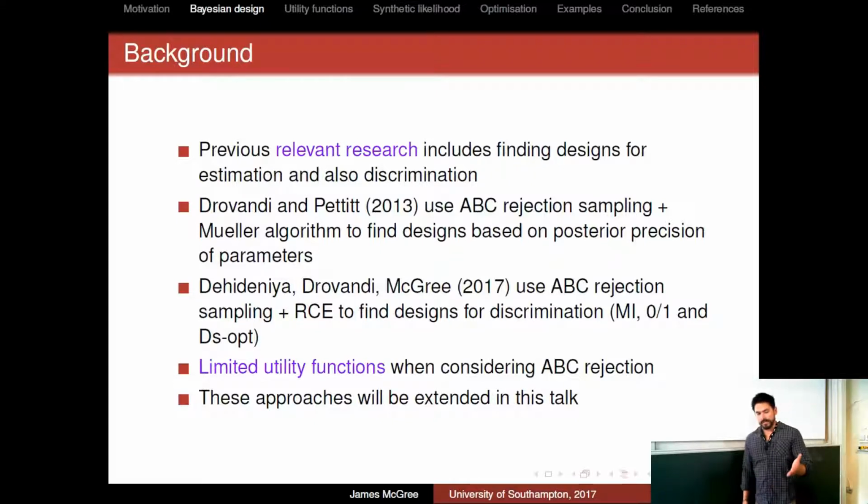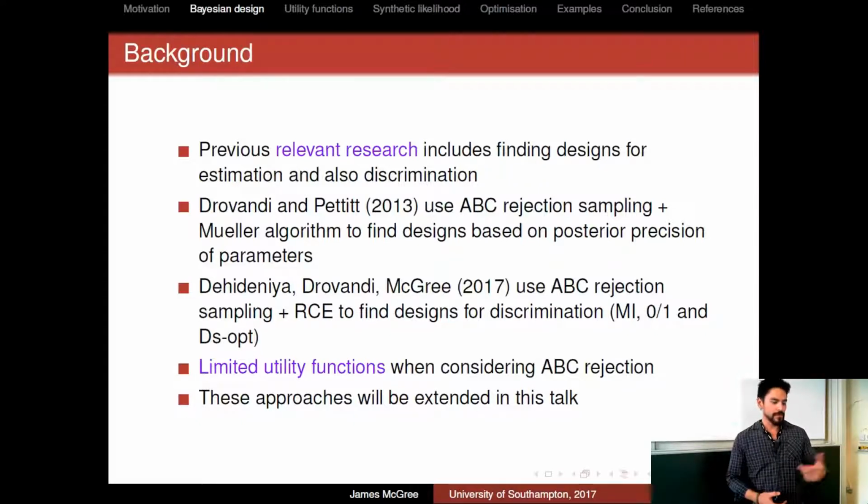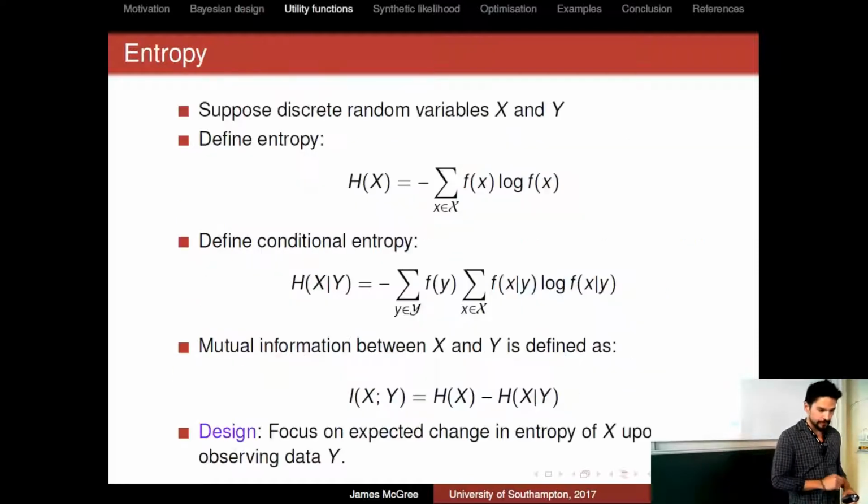The inference algorithm was selected because they wanted to use a particular utility function. So obviously, in using ABC rejection, there is a limited number of functions that can be considered. And hopefully, after the work we talk about today, this won't be a limitation anymore. We'll be able to estimate a wide range of utility functions. So it hopefully is quite useful.